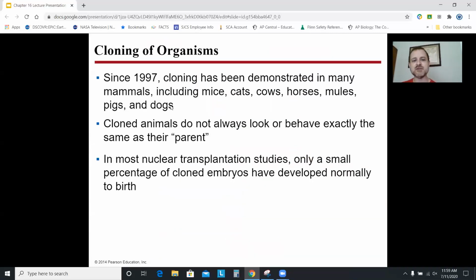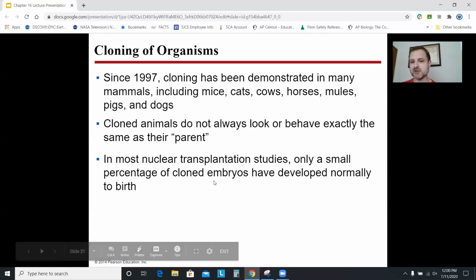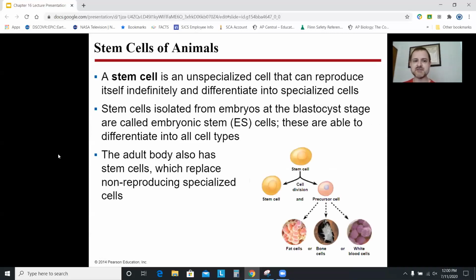Since then, we've cloned lots of mammals. Cloned mammals don't always look or behave just like the parents, the whole nature versus nurture debate. If I don't feed them as well, they won't grow as big. So they're not identical in appearance necessarily, but genetically they are. And most cloning experiments don't work. Only a small percentage actually are successful.